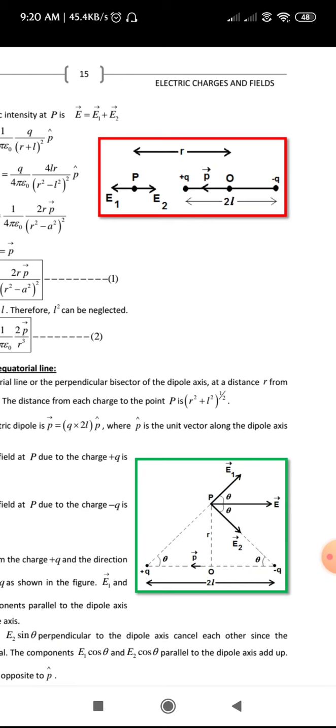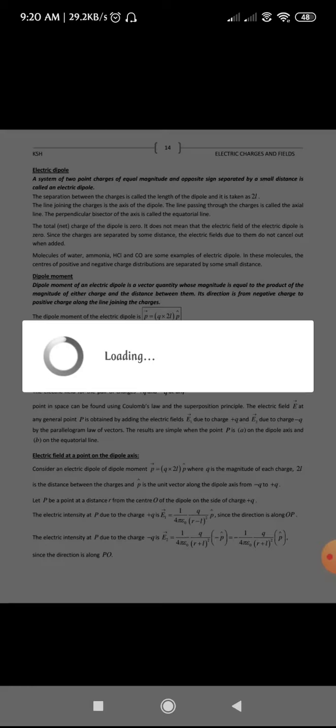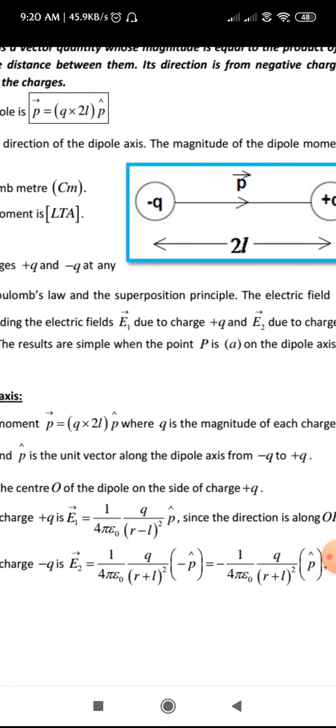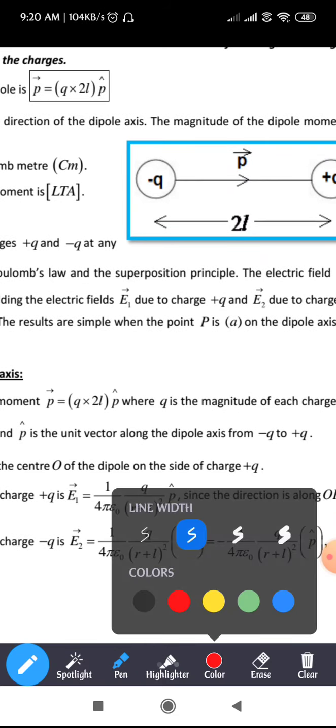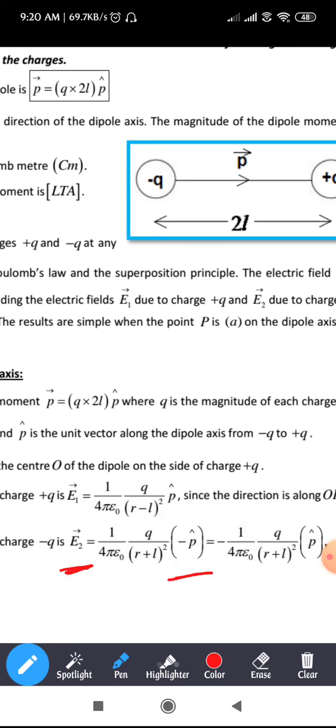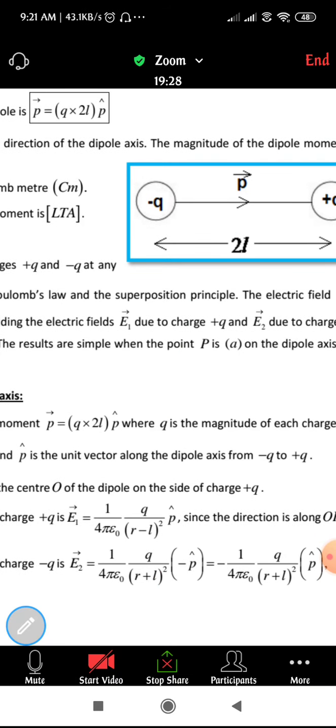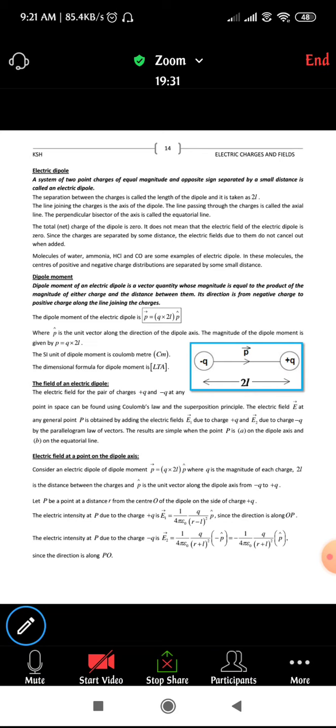So in this case, the E2 is directed from plus Q to minus Q, whereas the direction of the electric dipole is from minus Q to plus Q. So hence we have expressed that in terms of minus P cap here. E2 and the direction of the electric dipole are opposite to each other. That is the meaning of that, and that is why we have denoted minus P cap. So this is regarding the electric field due to the negative charge. Hope it is followed, right?